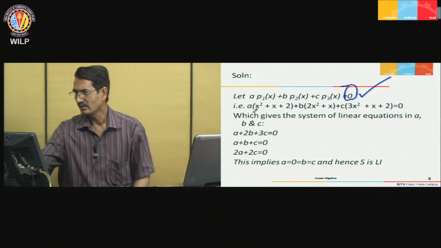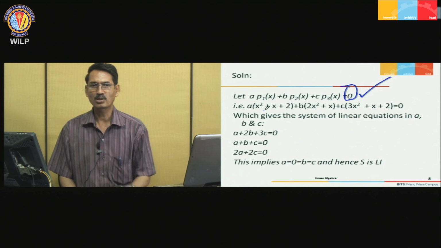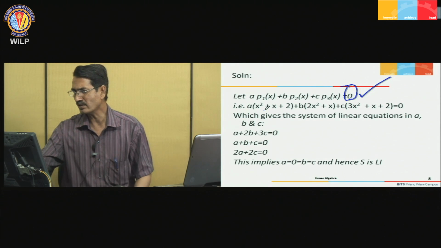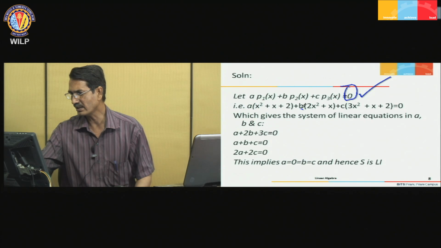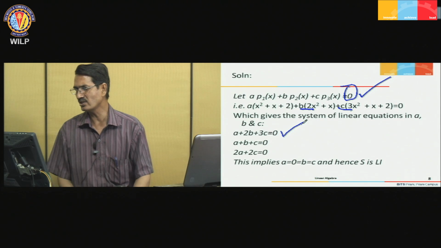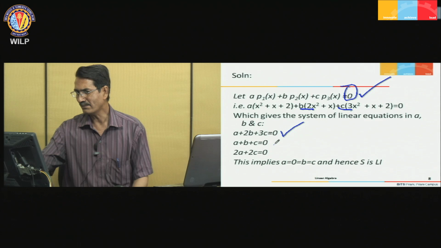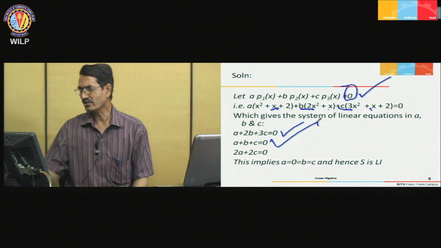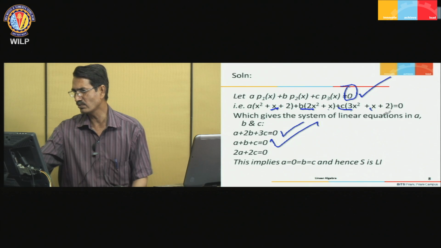So, see that here the coefficient of x square, the coefficient of x, and the constant term must be equal to 0. What is the coefficient of x square? The coefficient of x square is a plus 2b plus 3c. This is the first equation, a plus 2b plus 3c is equal to 0. This one, a plus b plus c, is the coefficient of x, that is a plus b plus c is 0. Constant term is 2 into a plus 2 into c, 2a plus 2c is equal to 0.